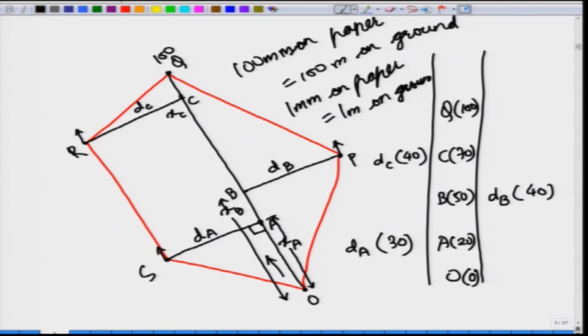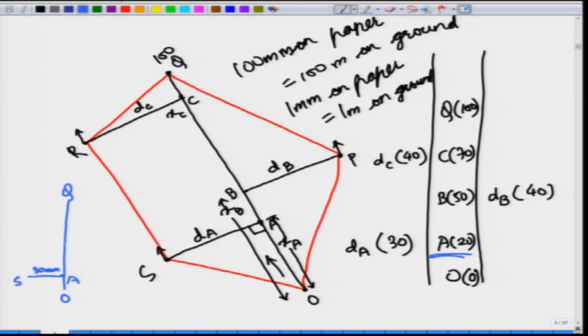So, what you will do in this case is draw a straight line which is 10 centimeters on the piece of paper. You will start marking these points O and Q, and then the point A is at 20 millimeters. So, you measure 20 millimeters, and then you draw a line at 90 degrees which is 30 millimeters. So, here you have the point S, this is point A.